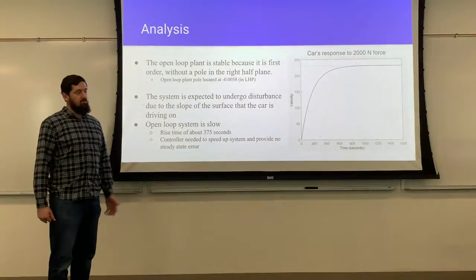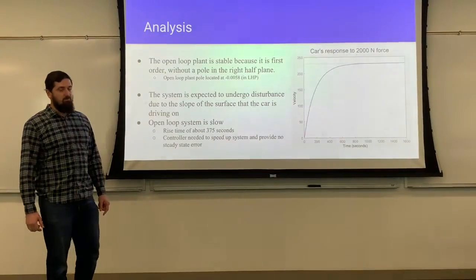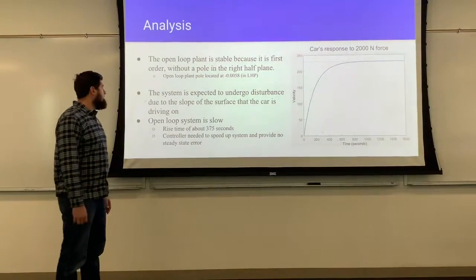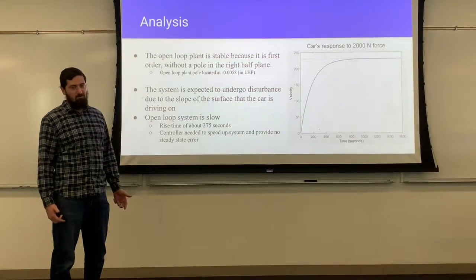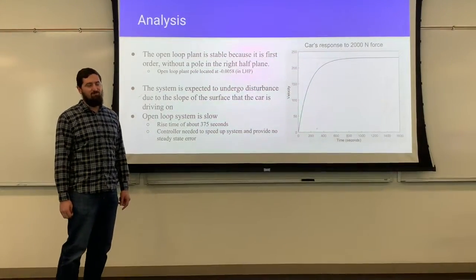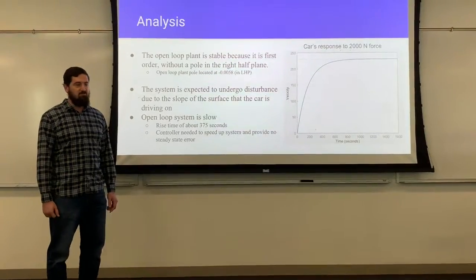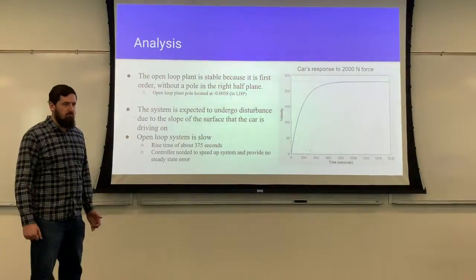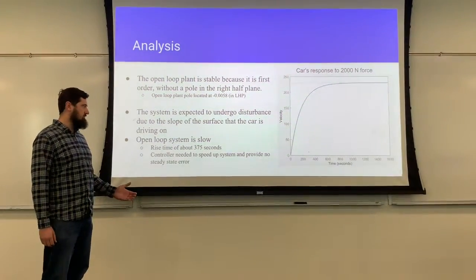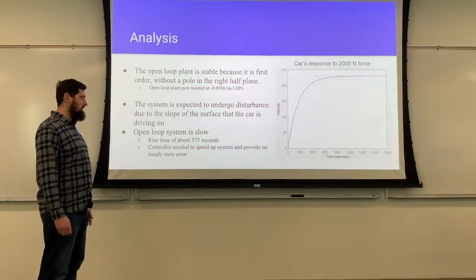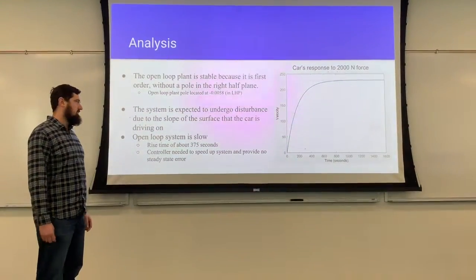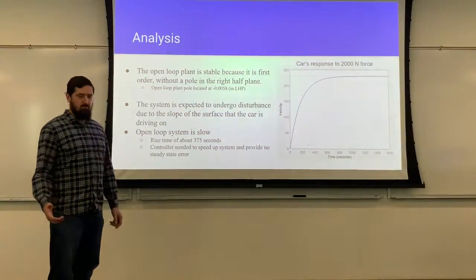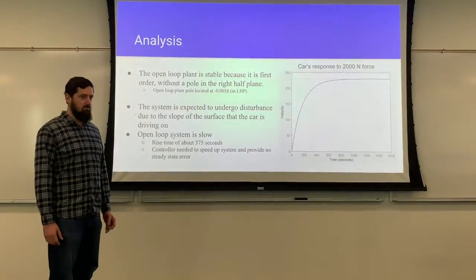The open loop plant is stable because it is first order, and there's only one pole located in the left half plane. The pole in the left half plane is located at negative 0.0058. The system is expected to undergo disturbance because of the slope that the car will be driving on. As you can see from the diagram, when a 2,000 Newton force is applied to our system, it is very slow. We have a rise time of about 375 seconds. So in order to correct this, we use a controller which will help speed up the system and also create a zero steady state error.